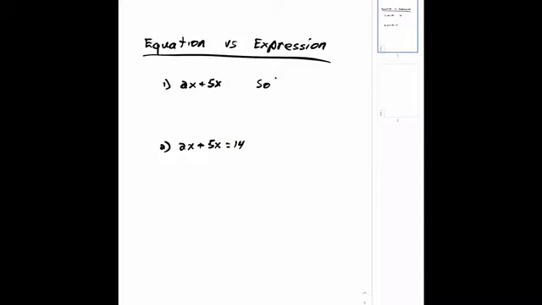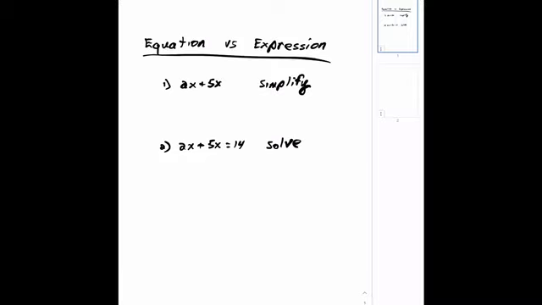Sorry, that's wrong. It is not solve. The first one would be simplify. And the second would be solve. Now, why is that?